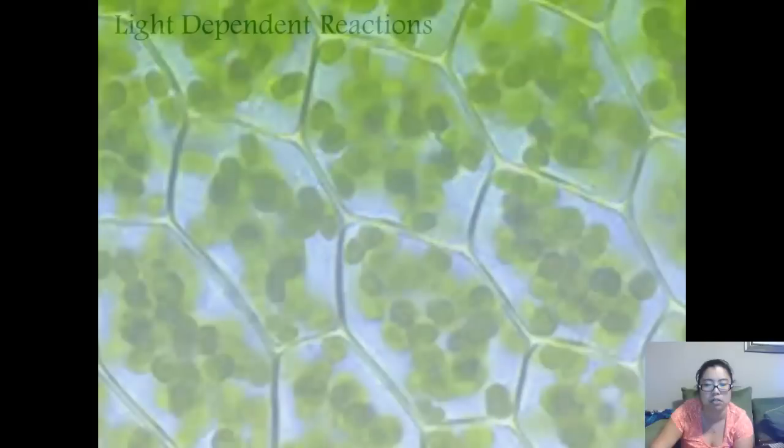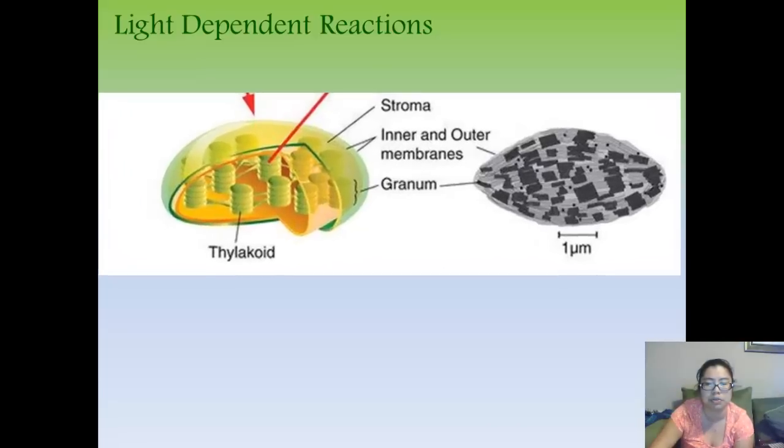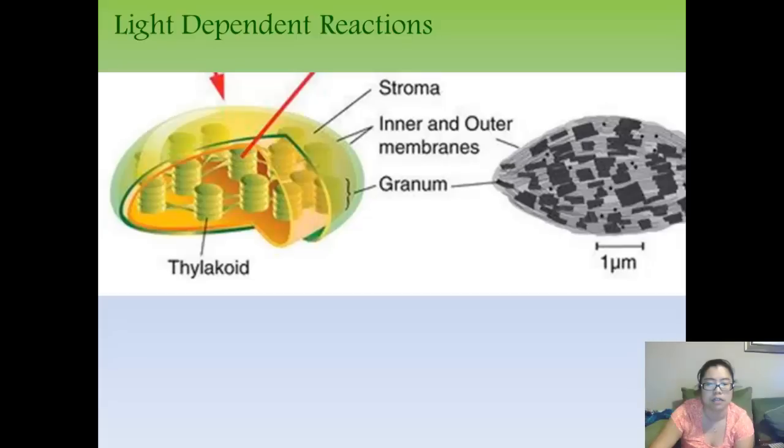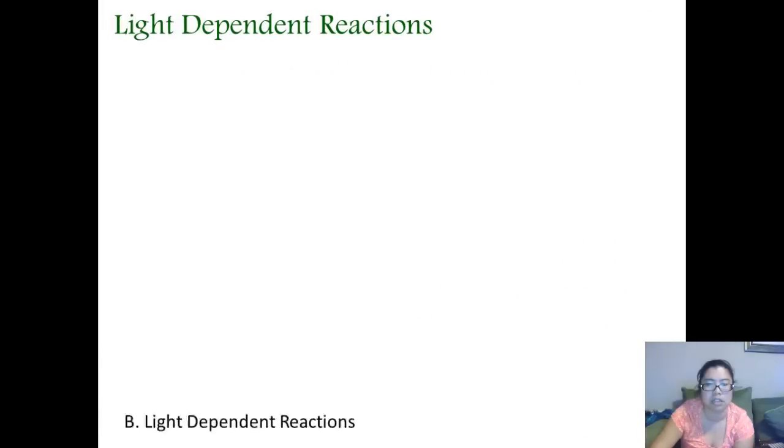Zooming in and looking at the chloroplast, if you remember from last lecture, inside each chloroplast is a cytoplasm-like liquid, which we will call the stroma, and stacks of thylakoids. And these thylakoids form grana. On the left-hand side is a cartoon rendition, and the right-hand side is an electron microscope picture of an actual thylakoid. So let's take a closer look.